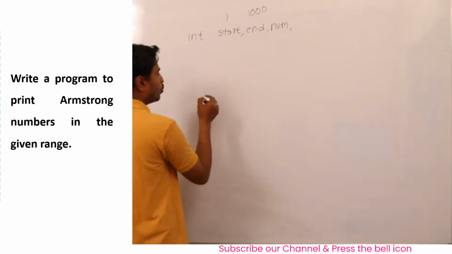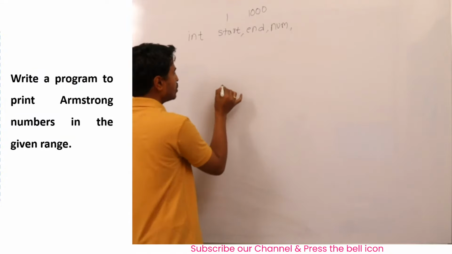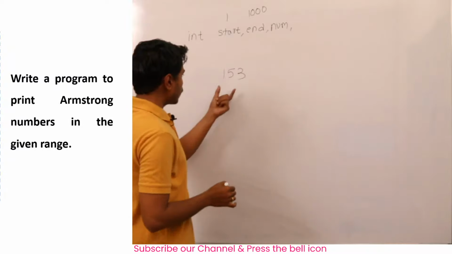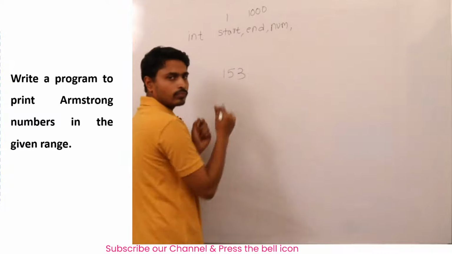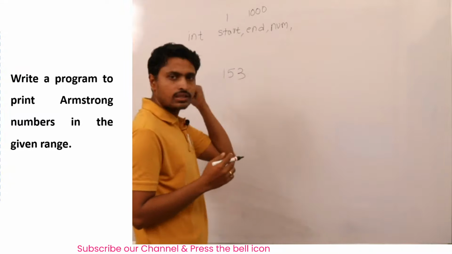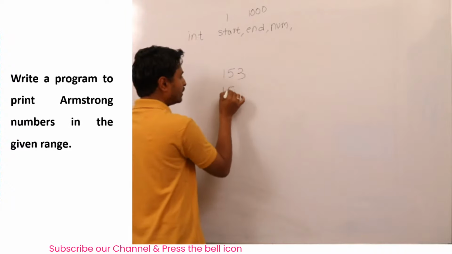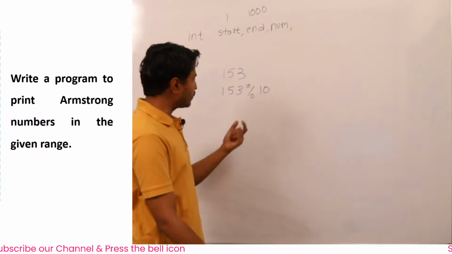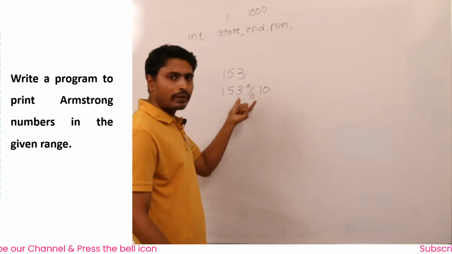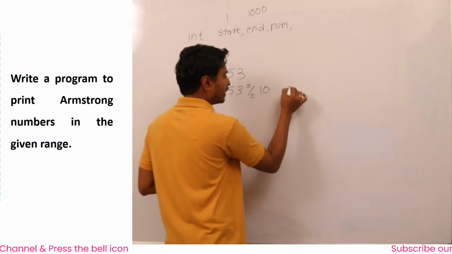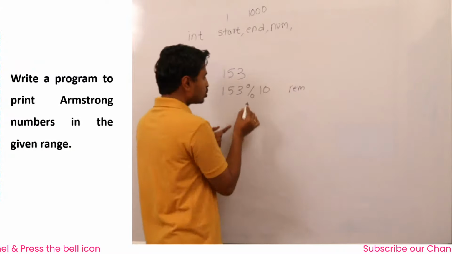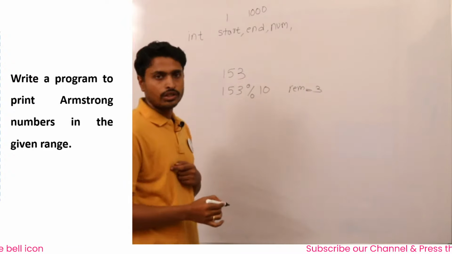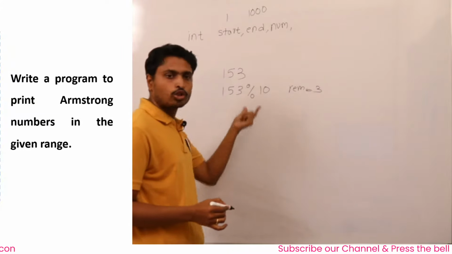First of all, I will tell you how we are going to identify each and every digit. Suppose we are considering the number 153. I have to take this 3 out of this number, so I'll take the mod operator with 10. Because of this mod operator, the remainder will be obtained. How much is the remainder? The remainder is 3. So I can use this 3 in cube form.